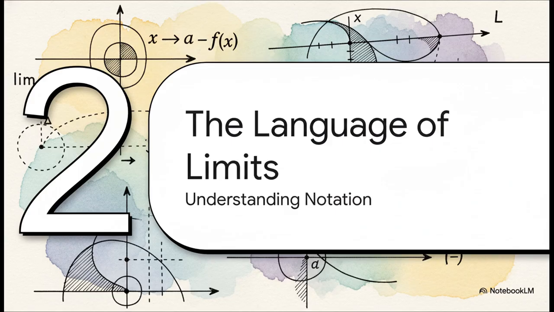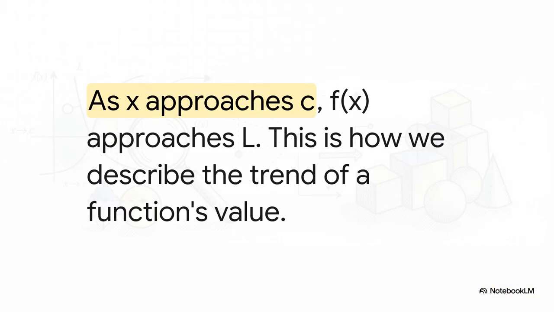Now, as you'd expect, mathematicians have a very specific, kind of elegant way of writing all this down. Getting a handle on this notation is super important because it's the language we're going to use for this whole process. And this is what it looks like. We read this out loud as the limit of f of x as x approaches c equals L.